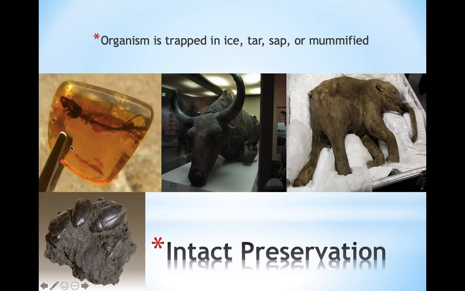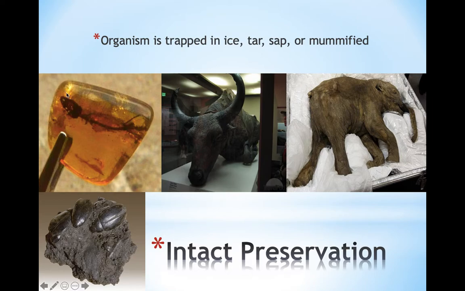And then the last one, the most interesting one, is intact preservation. Now, intact preservation is very, very rare. The conditions have to be perfect for these type of fossils to be found. So intact preservation is essentially an organism's going to die, and very quickly after its death, it's going to be entombed in some sort of substance, which is going to instantaneously stop the decay or drastically slow it.